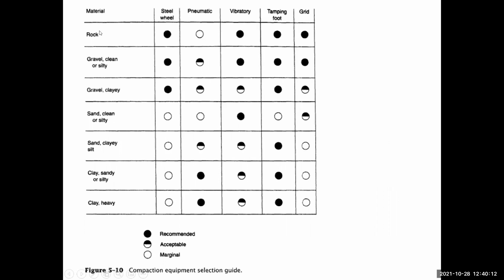If we have different types of material, rock, gravel, sand, clay, etc., for these kinds of equipment we have a number of choices, starting from the steel wheel, pneumatic, vibratory, tamping foot, and grid roller. And we can see that certain types of compacting equipment are suitable for certain types of soil. These are represented as recommended, some may be acceptable, some may be marginal.